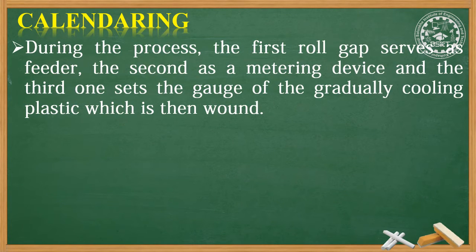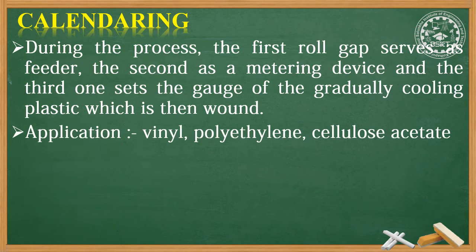During the process, the first roll gap serves as feeder. पहिले जे रोलर्स आहेत ते फीडर म्हणून काम करतात. The second as metering device and the third one sets the gauge of the gradually cooling plastic which is then wound. The application of this particular process is producing vinyl, polyethylene, cellulose acetate, etc. Now let us see a small video of this calendering process.